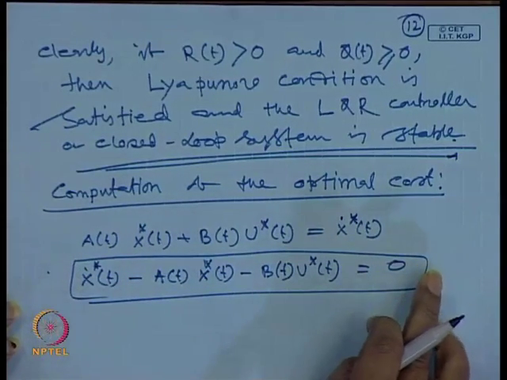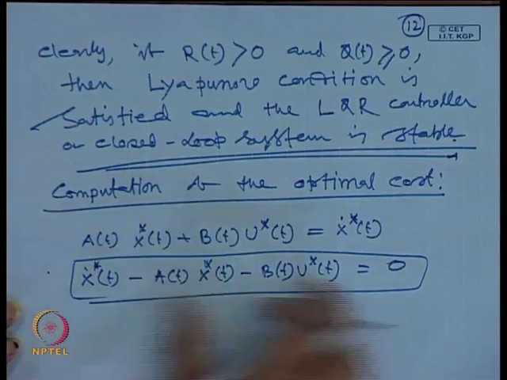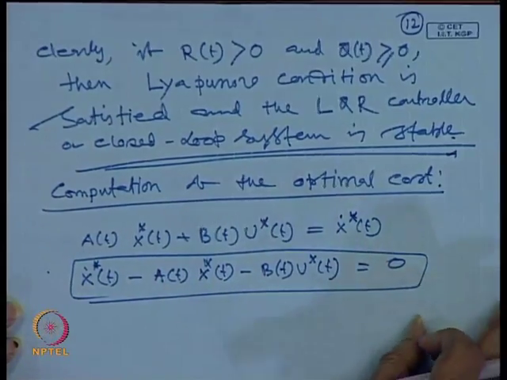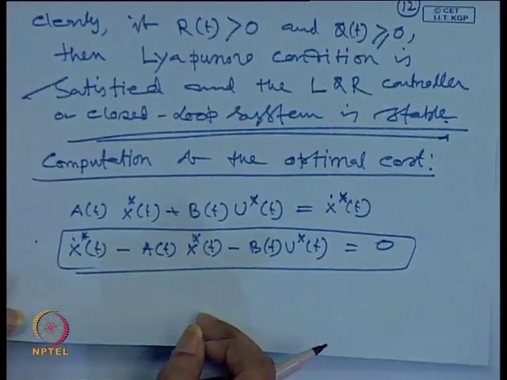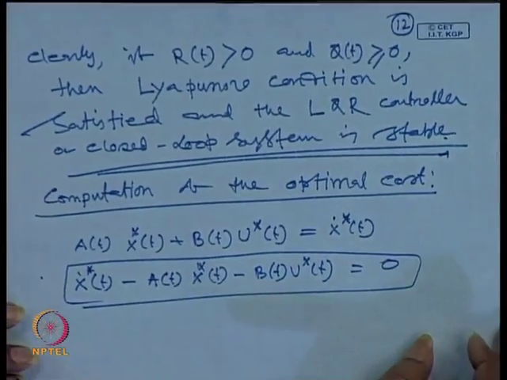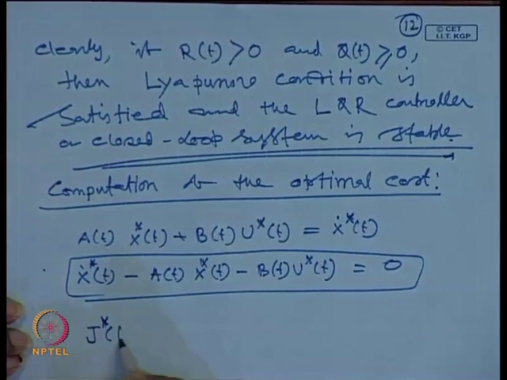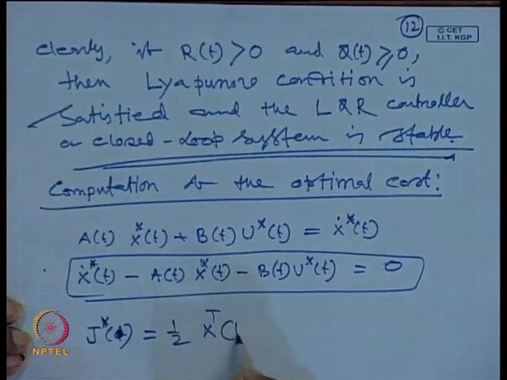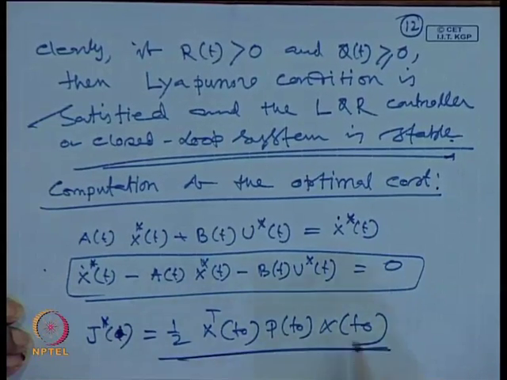With the knowledge of the optimal control law u, we got the optimal trajectory, and that must satisfy our own dynamic equations. This is our condition. Based on this we will derive the optimal value of the functional, and we will discuss that next class: the optimal value of the functional J, which is equal to half x transpose of t 0, P of t 0, x of t 0. That portion we will derive next class.